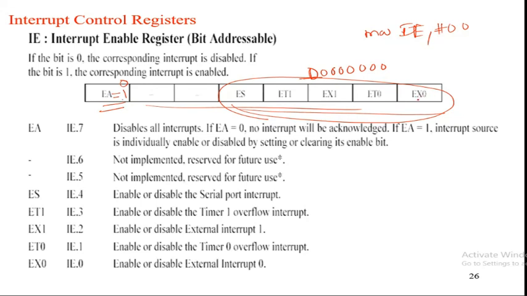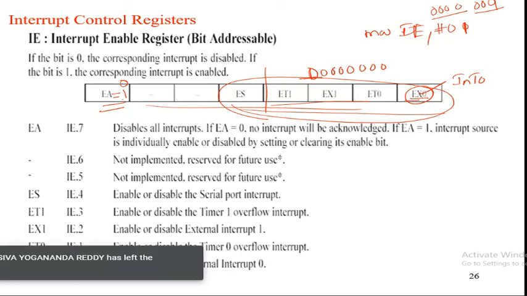Suppose EX0 is 1, that means the first 4 bits are 0 and the next 3 bits are also equal to 0 and the last bit is 1, that means MOV IE, #01. So MOV IE, 01 enables external interrupt 0. EX0 is nothing but enabling of external interrupt 0. So INT0 is going to be enabled or disabled external interrupt 0.